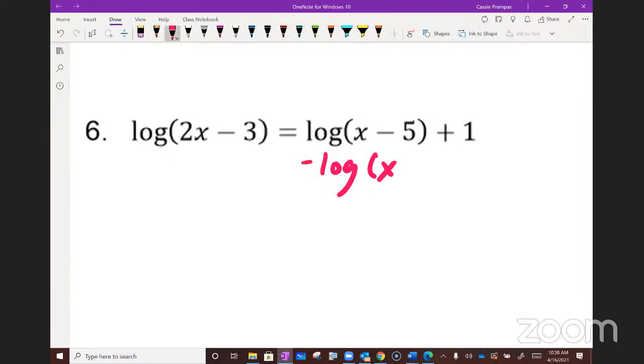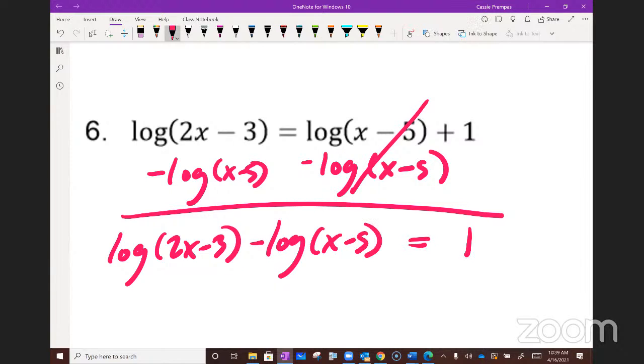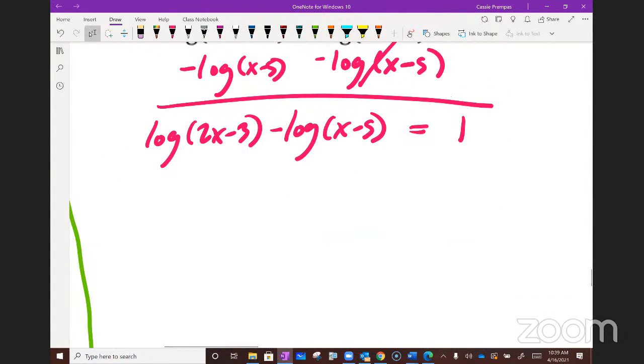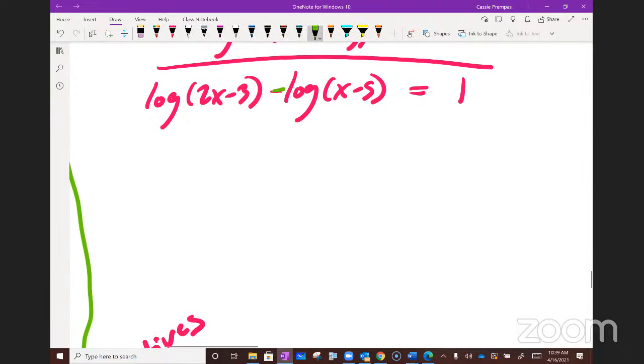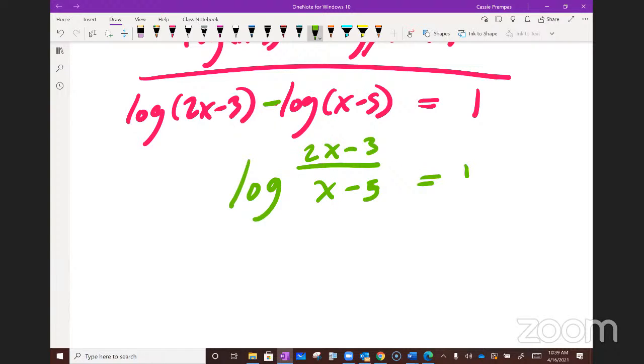Yeah, let's subtract log of x minus 5 to both sides. I love that idea. That gets rid of this one. And that gives me log of 2x minus 3 minus log of x minus 5 equals 1. That feels much better for me because I know a property that involves subtraction. What can I do to bring those 2 logs together? Quotient, yeah, divide. So I'm going to have log of 2x minus 3 over x minus 5 is equal to 1.